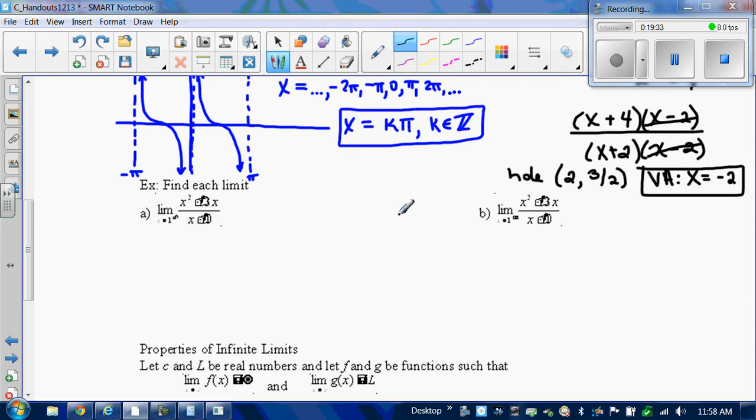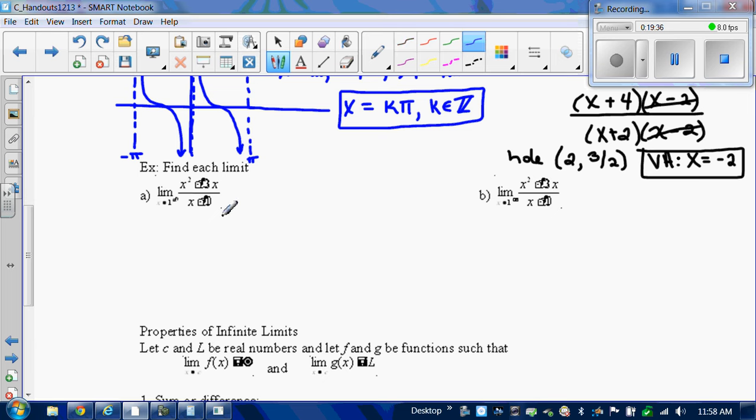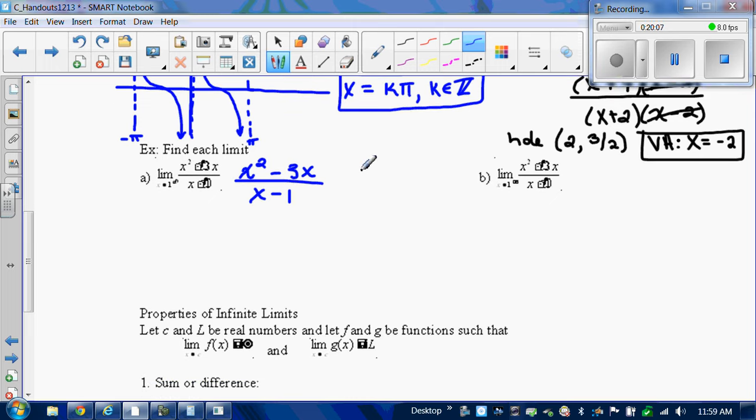Alright, find each limit. I get, let's see, this is x squared minus 3x over x minus 1. Okay? Alright, so we can factor this, but it's not going to help anything, I don't think. No, because it's just x times x minus 3, which doesn't cancel with x minus 1. Alright, and I want the limit as x goes to 1 from the left. Okay, so we can try to graph it and see what that does. So let me just factor it anyway, just because I can't handle that not being factored when it does.